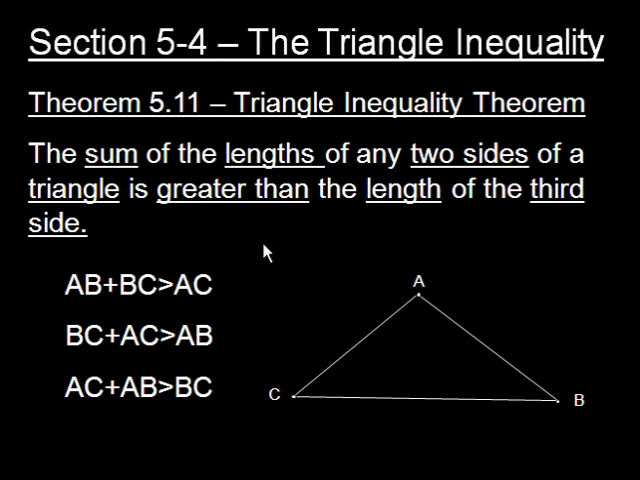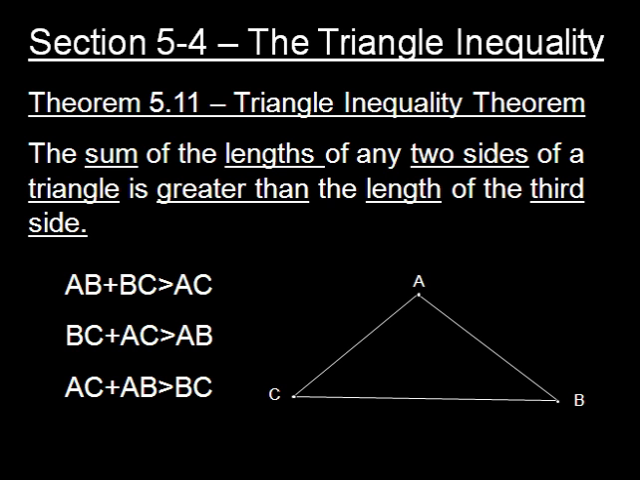It says the sum of the lengths of any two sides of a triangle is greater than the length of the third side. So if I have any two sides of a triangle, they will add up and be greater than the length of the third side that you didn't include. So AB and BC must be greater than AC. BC and AC in this picture must be greater than AB. AC plus AB must be greater than BC, and that is true for all triangles.